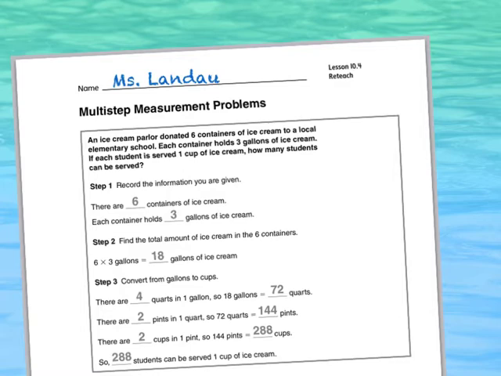An ice cream parlor donated 6 containers of ice cream to a local elementary school. Each container holds 3 gallons of ice cream. If each student is served 1 cup of ice cream, how many students can be served?